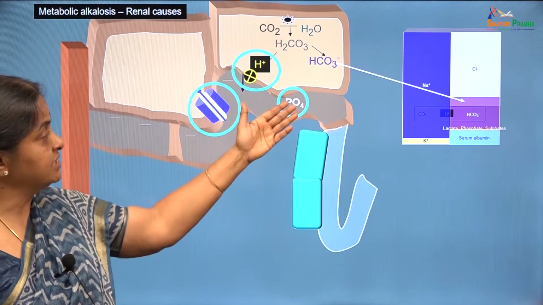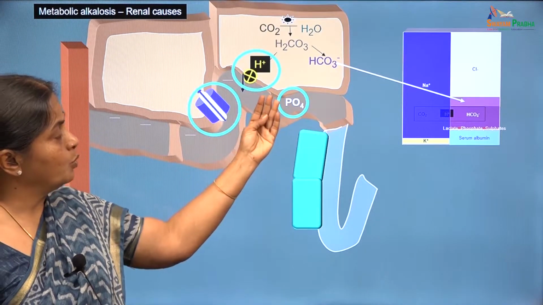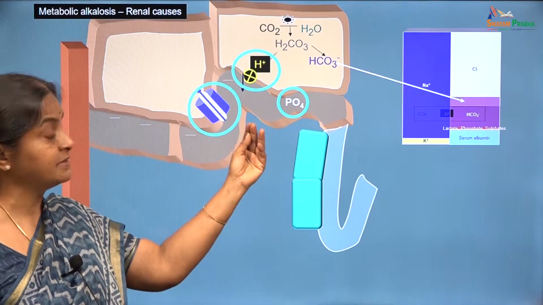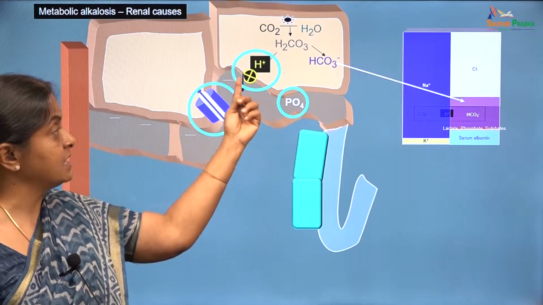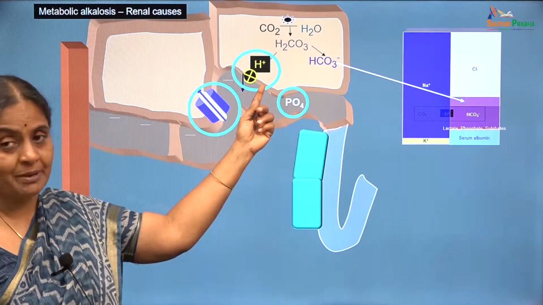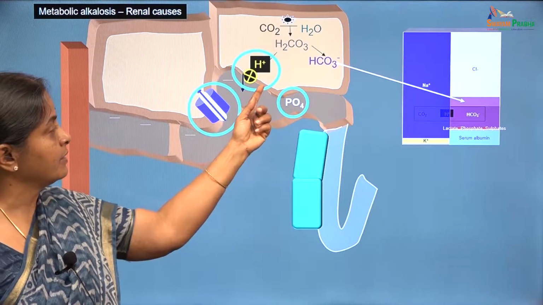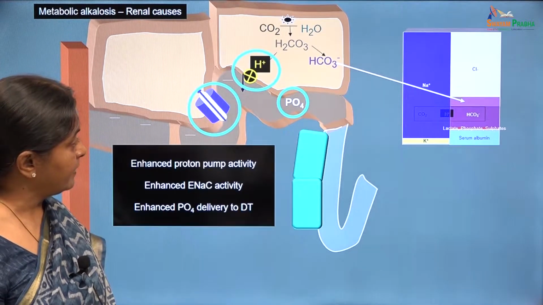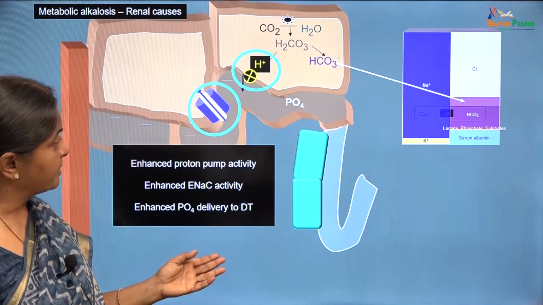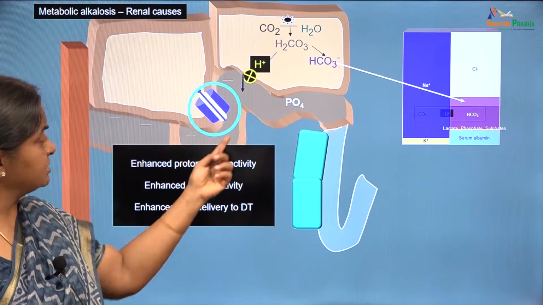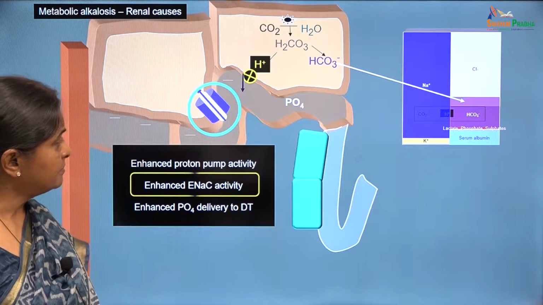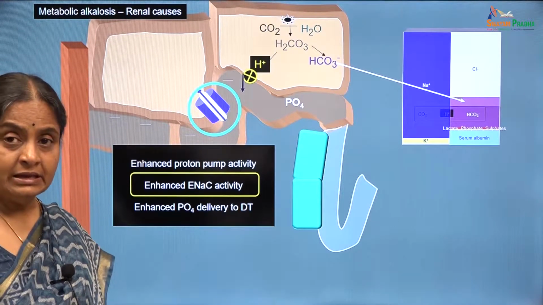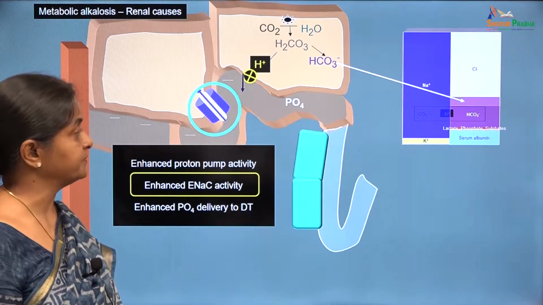Now, amongst these three, we will later see that in some hypercalcemic states, there is an enhancement of proton pump activity. We will come to that later in the lecture, but now we will consider metabolic alkalosis due to increased epithelial sodium channel activity.